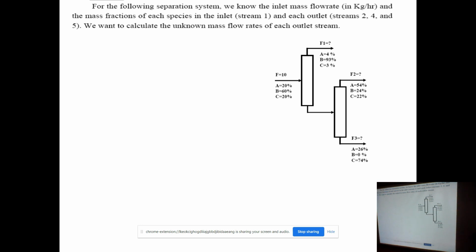When it is fed to the first column, the flow rate of the top fraction is F1, which is unknown, and the components A, B, C are given. From the bottom of column 1, it is fed to column 2, and from column 2 again the top flow rate F2 is not known, but the fractions are known, and the bottom fraction from the second column F3 again not known, but the fractions of A, B, C are known. So we want to find out F1, F2, F3. That's one of the questions.